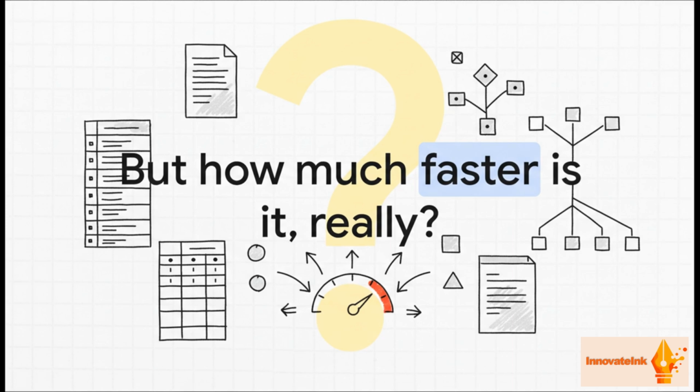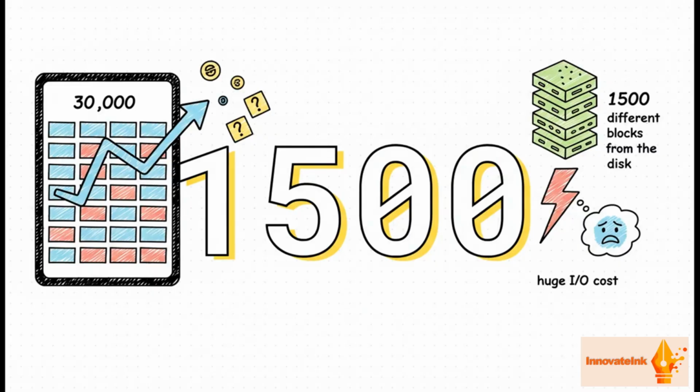Let's look at the numbers, because this is where you'll see just how crazy the difference is between searching with and without an index. So let's picture this. We've got a file with 30,000 records. With no index, our only option is to just start at the beginning and check every record one by one. On average, you'd have to read about half the file, which in this case means fetching around 1,500 blocks from the disk. That is a huge I/O cost. And for the user, that just feels like waiting forever.